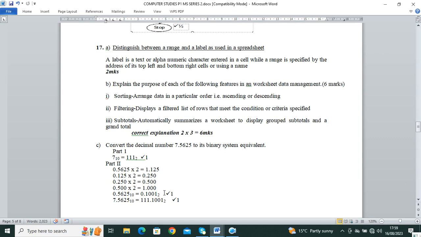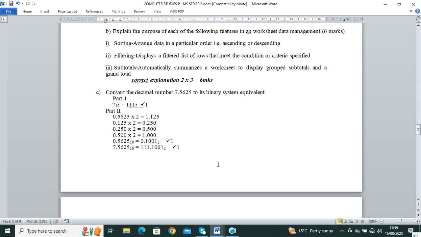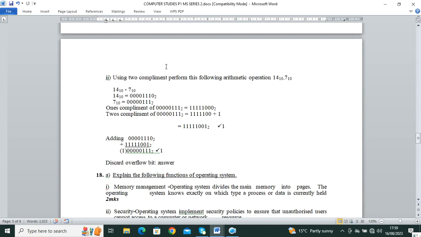Then we have convert the decimal number, as you can see on your screen, to binary. So guys, you have two parts. The first part is called the integral part or the integer part. Then from the dot to 5625 is called the fractional part. The fractional part, you continuously multiply by 2, whereas the integral part, you divide by 2. Your teacher can guide you on that.